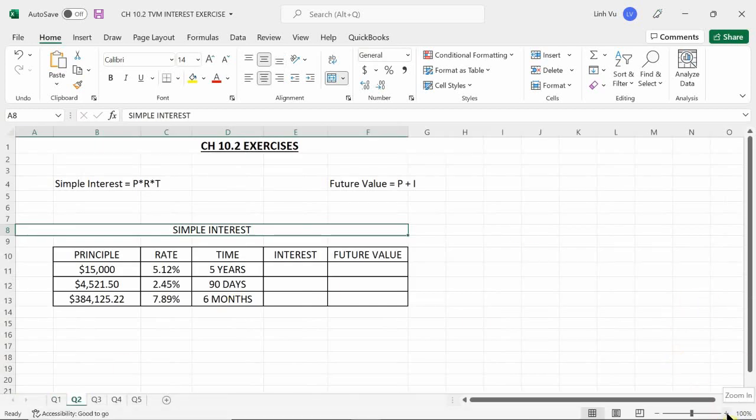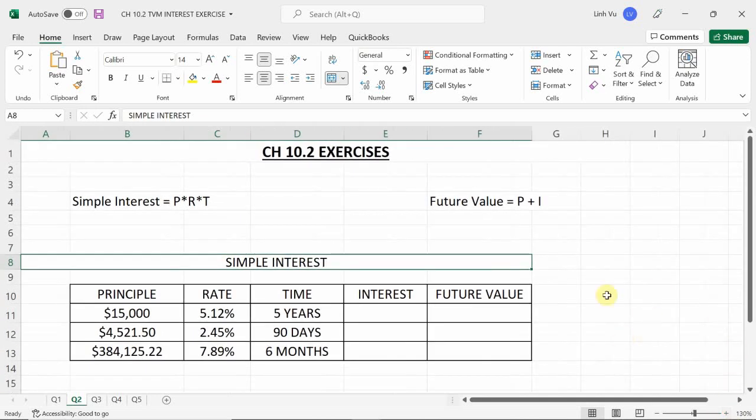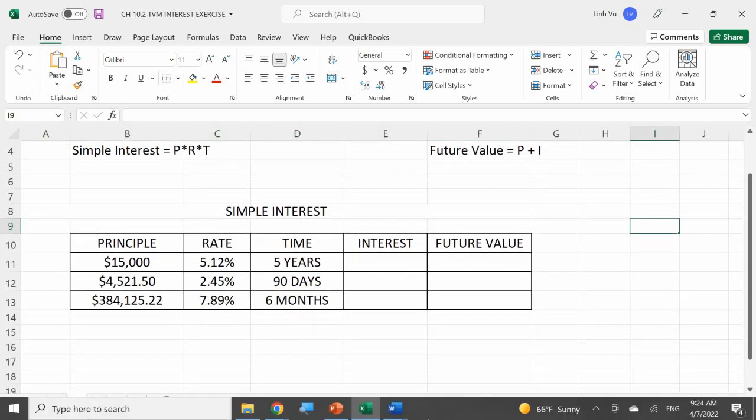Then let's look at scenario 2, where I'm going to look at a bunch of examples. So I need to solve for all of this. Starting with the first one, if I have a principal of $15,000 with a rate of 5.12%, and it's 5 years, what's my total interest I'm going to be collecting in 5 years?